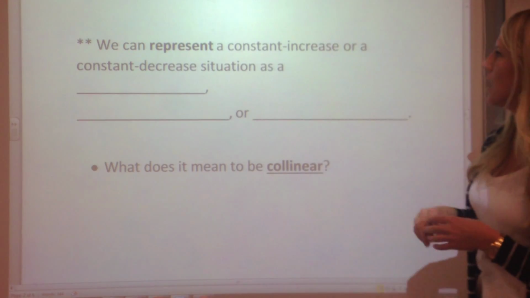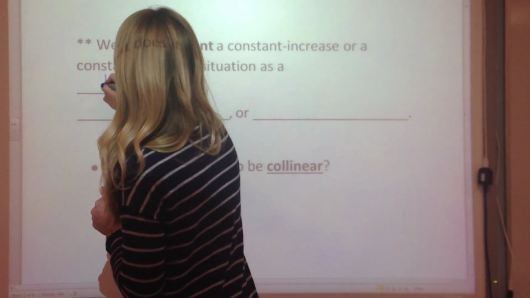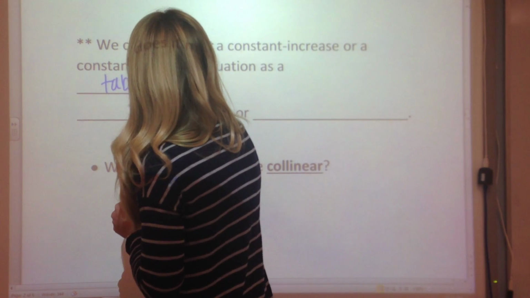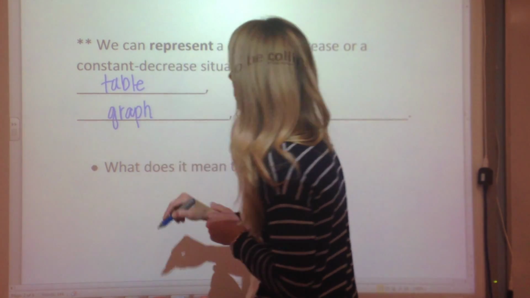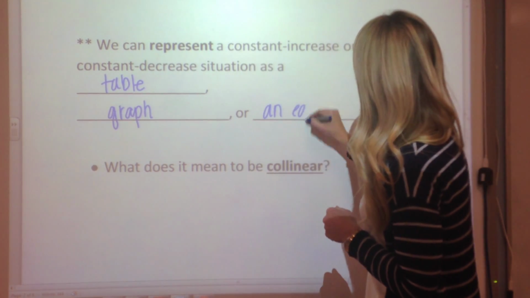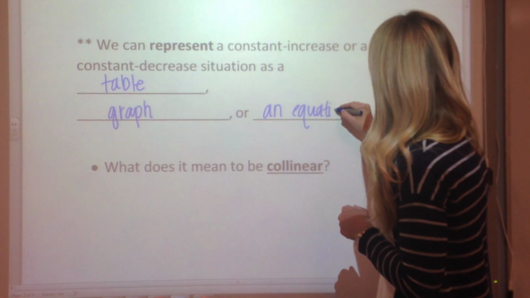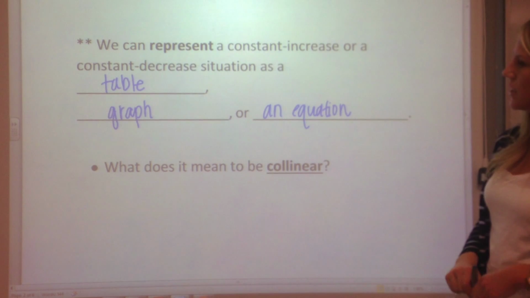So we can represent these constant increase or constant decrease situations as a table. Think of your XY table, your input, output. Or a graph, similar to what I was just showing you. If we have a table, we have points that we can plot. Or an equation. Each one of these would be a way to represent a constant increase or a constant decrease.